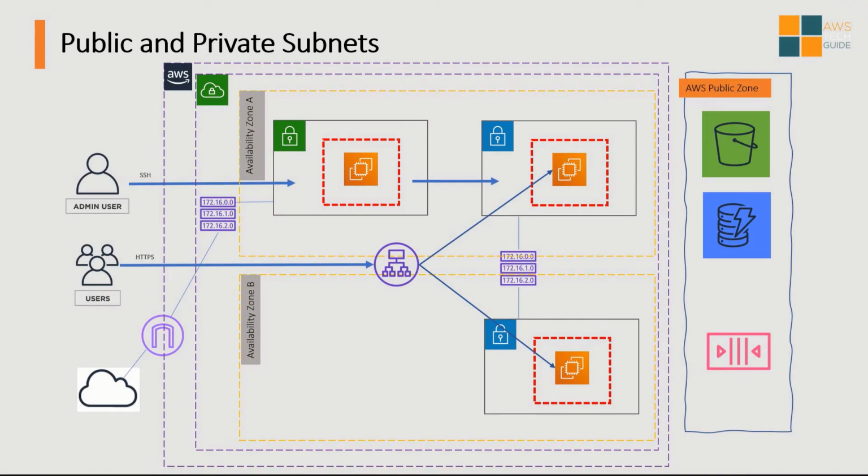As you see in this diagram, we have one VPC with two availability zones and a few private subnets and one public subnet. Now how do we define a subnet as private or public? The subnet which is associated with an internet gateway is public. In this diagram, this green subnet is a public subnet because it is associated with a route table which is linked with the internet gateway, and it has access to the internet.